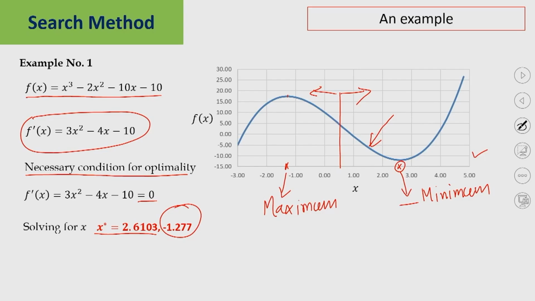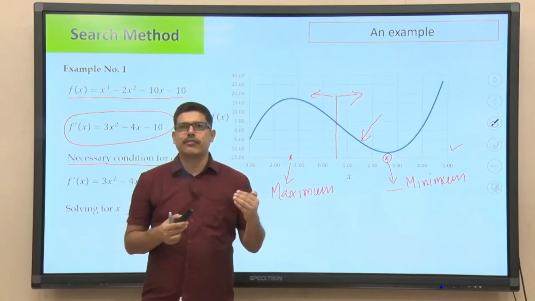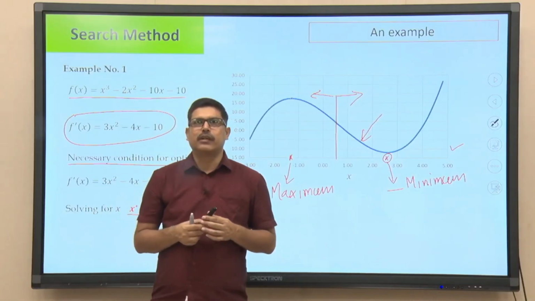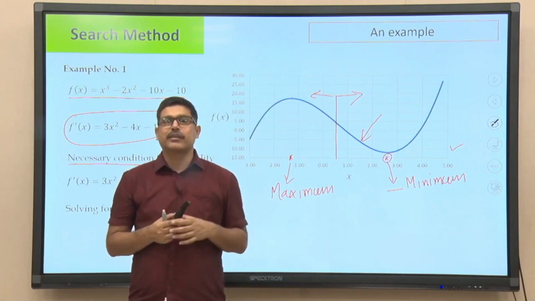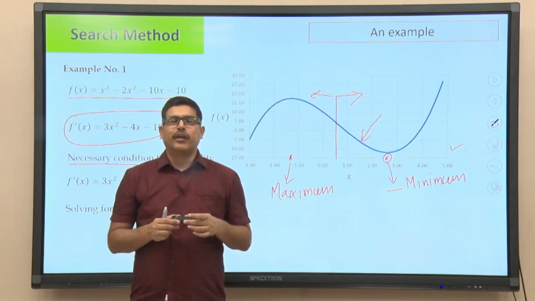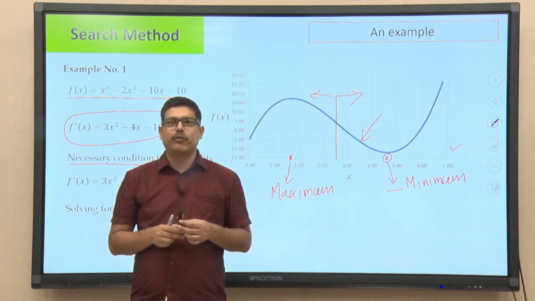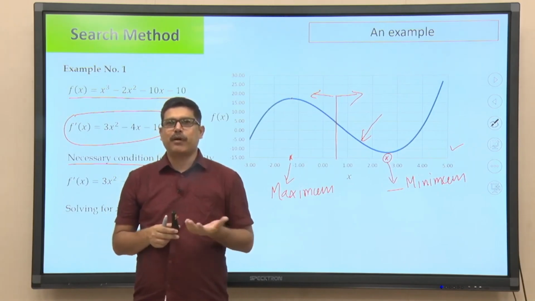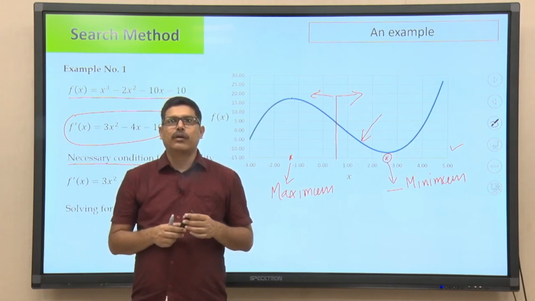And I can apply the sufficient condition. Sufficient condition means I can take the second derivative. I have to check whether the second derivative is 0 or non-zero. If it is not 0, then I have to look at the second derivative value. If the second derivative is positive, that particular point is a minima, and if the second derivative is negative, that particular point will be a maxima. The first step gives you the stationary points, and after that you can apply the sufficient condition to check whether those stationary points are a minimum point, a maximum point, or an inflection point.